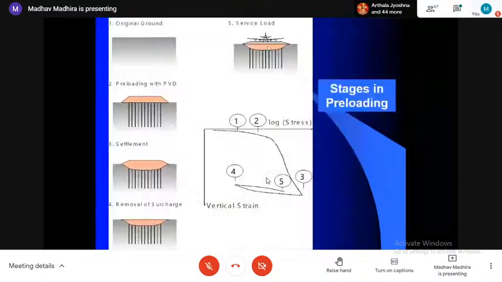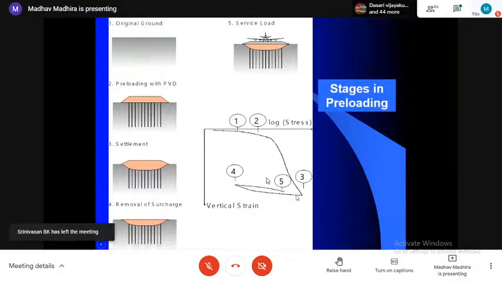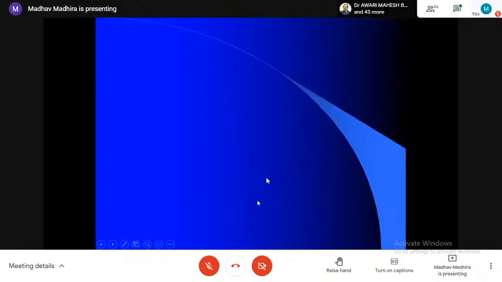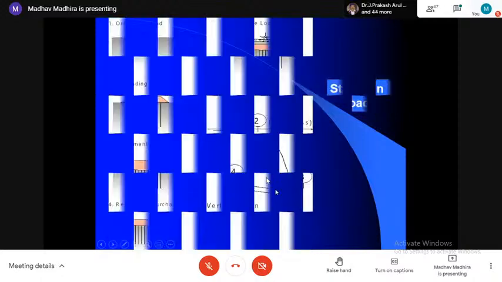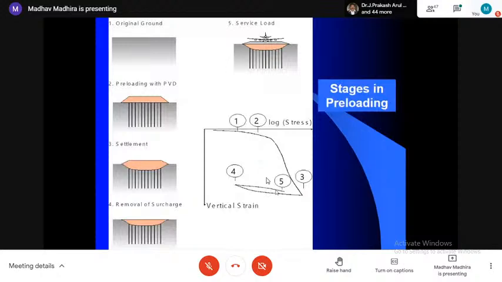I want you to see what happens in the e-log p graph. Initially, the original stress is point 1, and point 2 gives you the maximum past consolidation pressure, the Pc. When you load it with surcharge, the point moves from 2 to 3 due to consolidation under the preload. When you unload, the unloading gets you to 4, and when you reload with your structural load, the settlement is only from 4 to 5, which is very, very small.